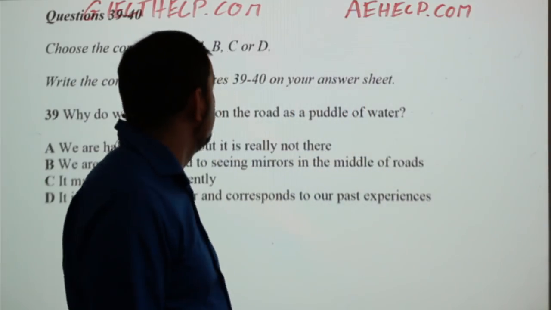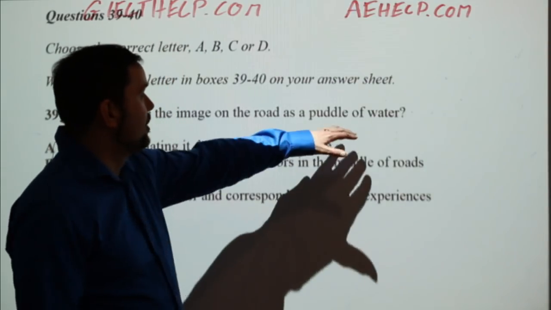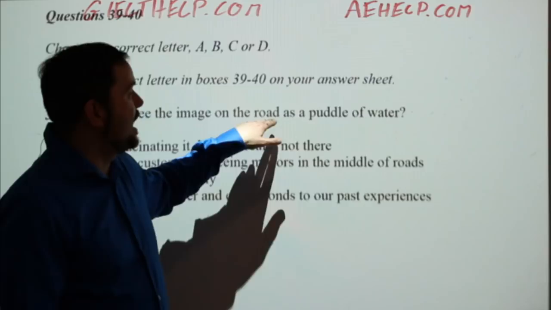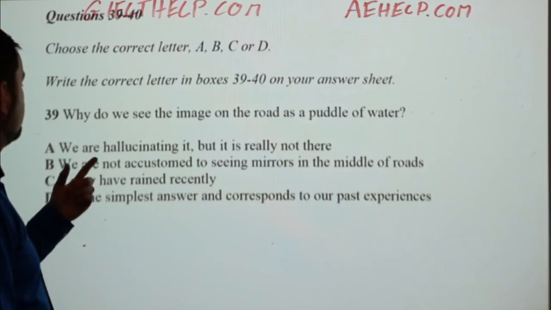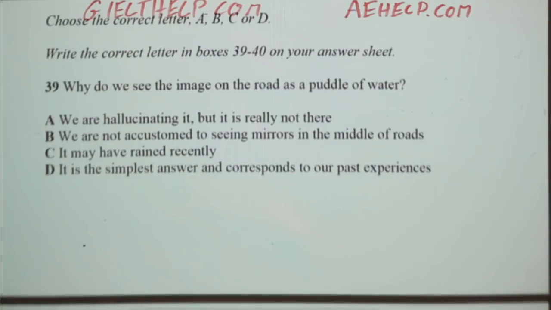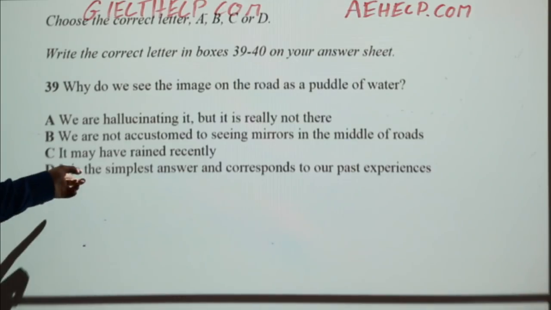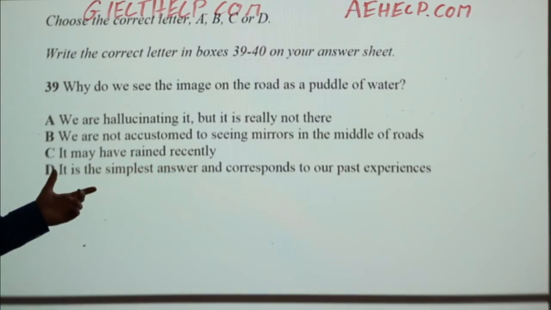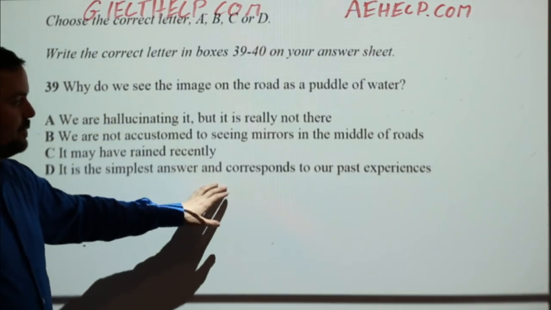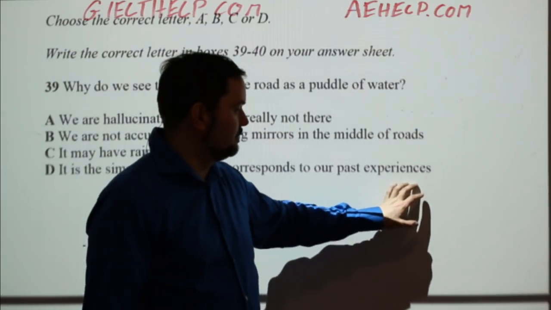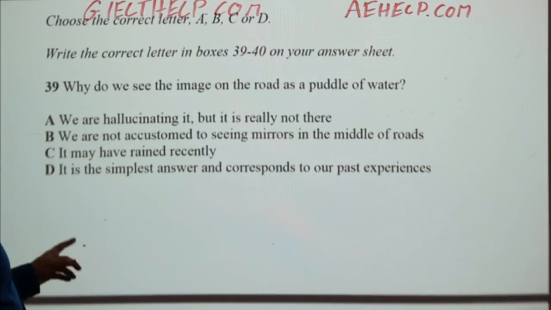It's not why do we see a mirror or a glass, but why do we see the image on the road as a puddle of water? Because water is our most common point of reference. So let's see if we have something that's close to that. We are hallucinating it, but it's really not there. No, we are not accustomed to seeing mirrors in the middle of the road. That's true. It may have rained recently, perhaps, but we're talking about the image. It is the simplest answer and corresponds to our past experiences. Okay, that looks good. Let's go with D, past experiences.